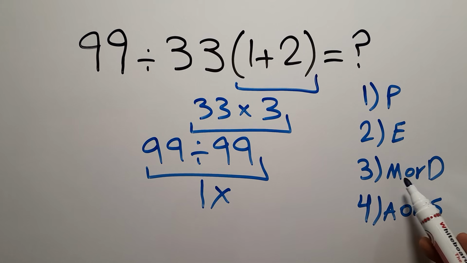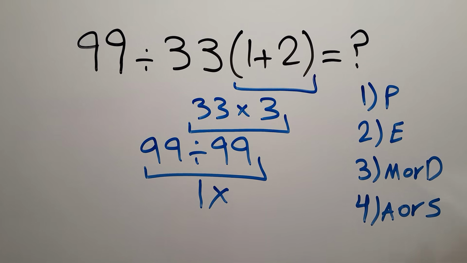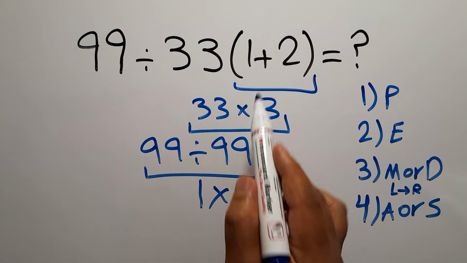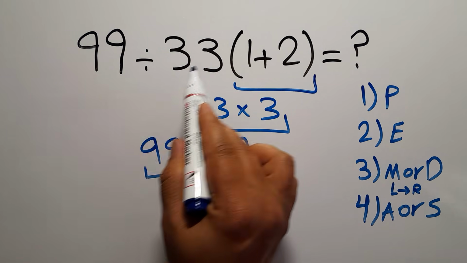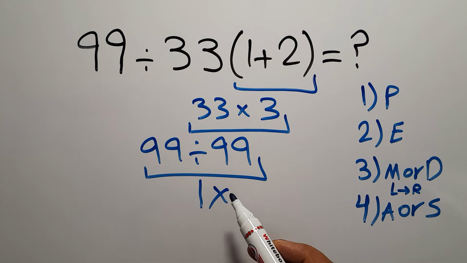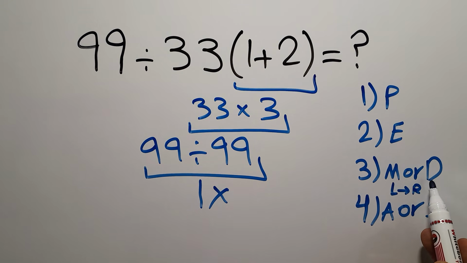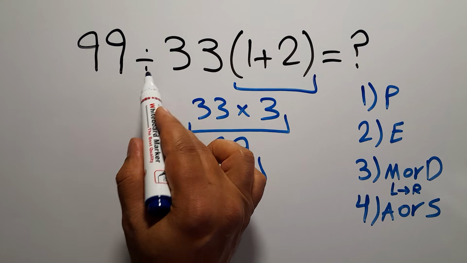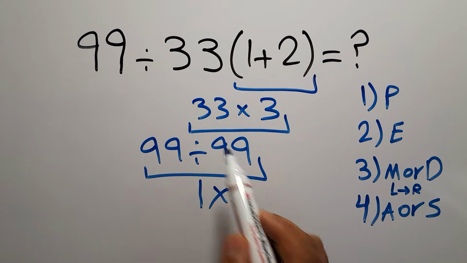Remember that multiplication and division have equal priority and we have to work from left to right. And the same applies to addition and subtraction. Okay? So here, first we have to do this parentheses. And after this parentheses, we have one division and one multiplication. As I said, multiplication and division have equal priority and we have to work from left to right. So after this parentheses, we have to do this division, not this multiplication.